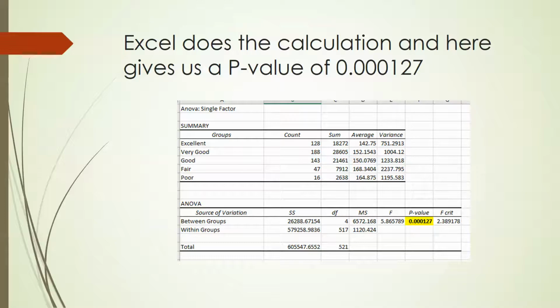Excel does the calculations for us, and on our website you'll see a walkthrough of how to get Excel to do that. But here it tells us that the p-value is 0.000127.